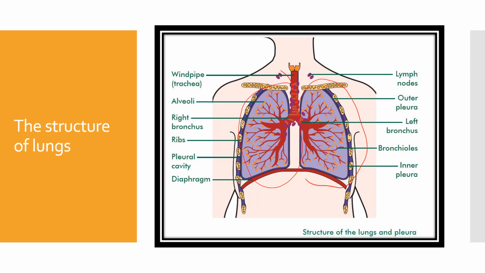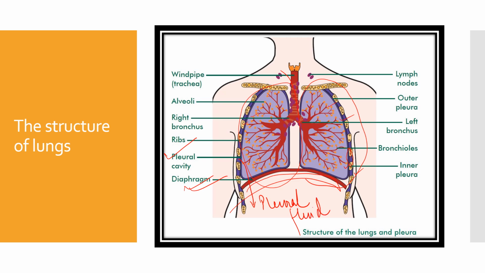At the base of these lungs there is a sheet of muscle, and this sheet of muscle is called the diaphragm. The right lung is always larger than the left one. It is surrounded by two membranes called the pleura: the inner pleura, and the outer pleura. In between this pleural membrane there is a cavity called the pleural cavity, and it is filled with pleural fluid.